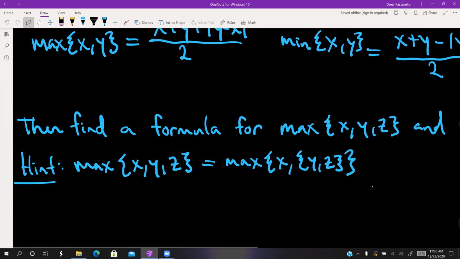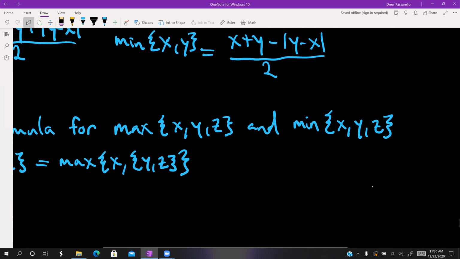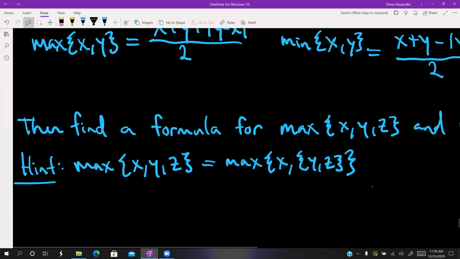And then we're going to find a formula if it consists of 3 things, x, y, and z, for the max and min. And they give us a hint: use the fact that the max of x, y, and z is equal to the max of x and then the max of y and z as its own little set. All right, so that's the problem. Again, I recommend trying it on your own.